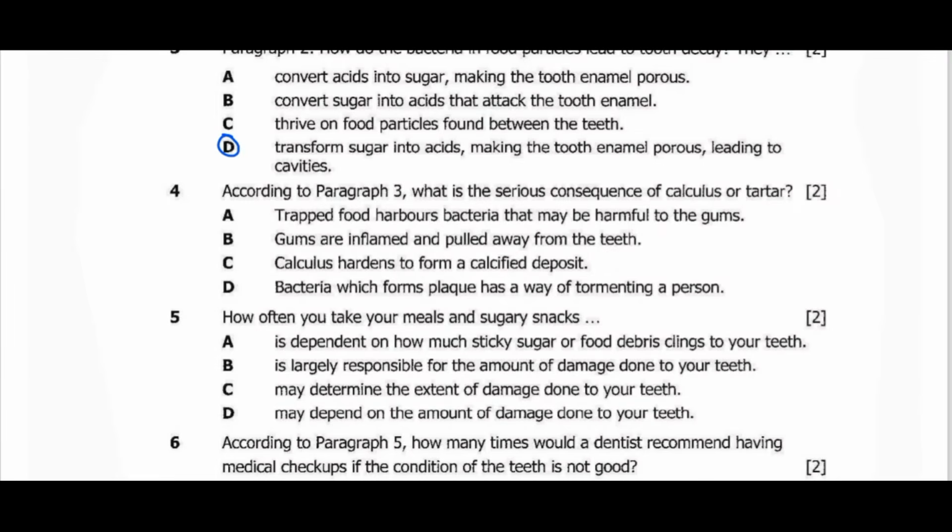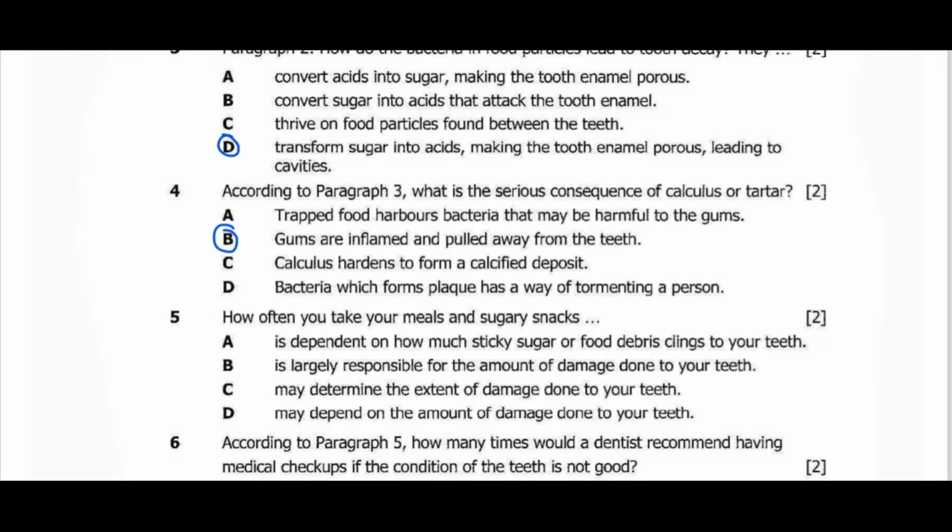According to paragraph 3, what is the serious consequence of calculus or tartar? The first one, trapped food harbors bacteria that may be harmful to the gums. Gums are inflamed and pulled away from the teeth. Calculus hardens to form a calcified deposit. Bacteria which form plaque have a way of tormenting a person. So the answer is B. We know that gums are inflamed and pulled away from the teeth. So that is the negative impact.